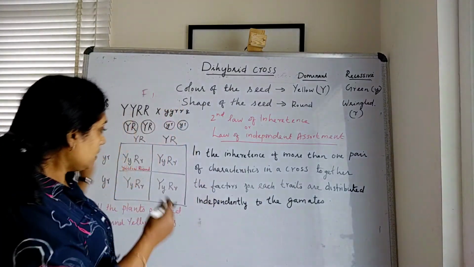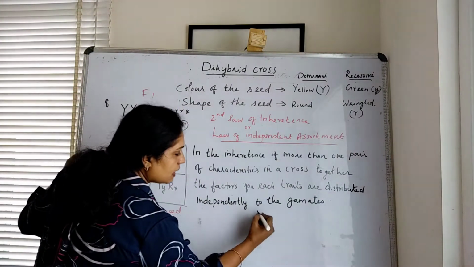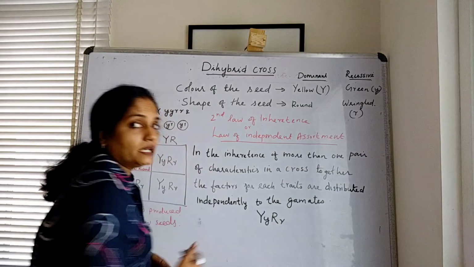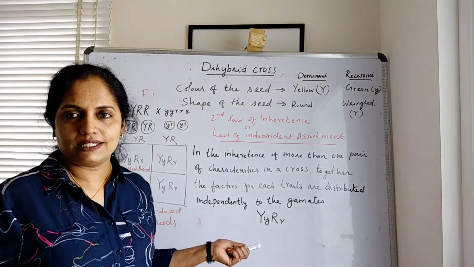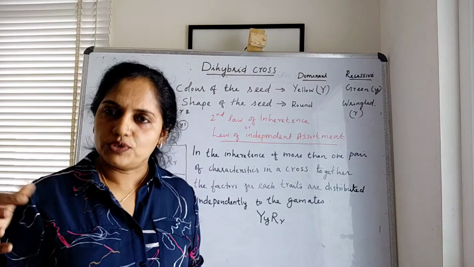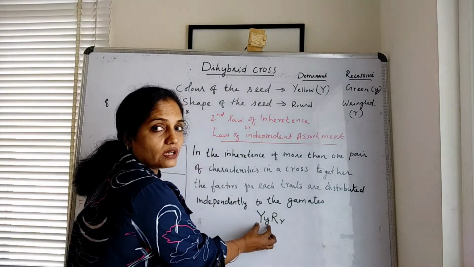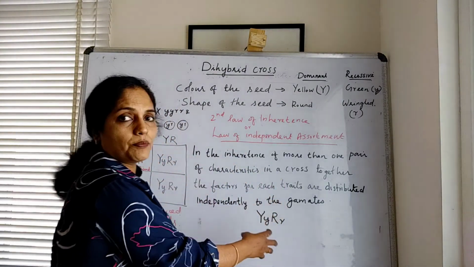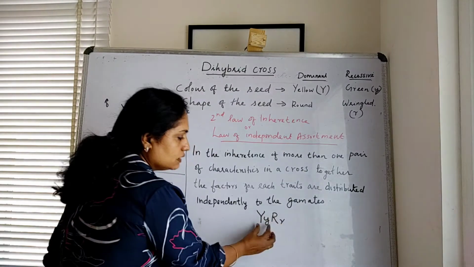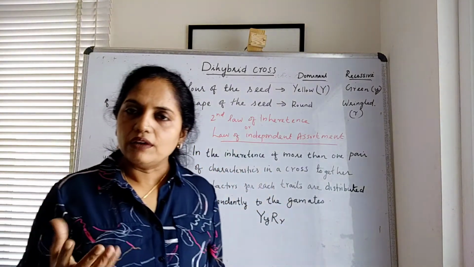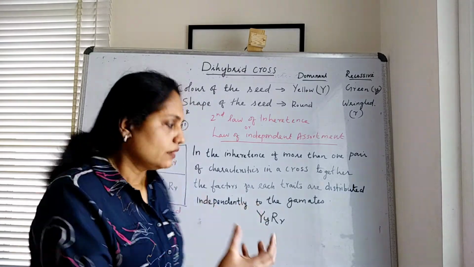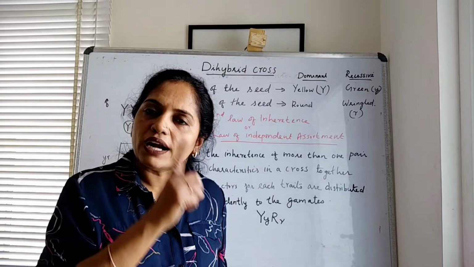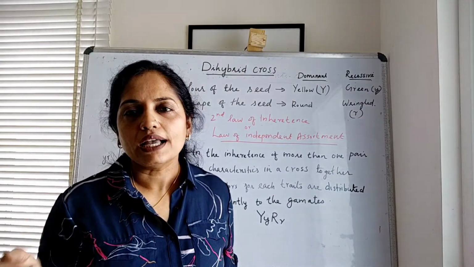That means here in the F1 generation, plants are capital Y small y, capital R small r. This hybrid plant is produced in the F1 generation. While these plants are producing gametes, the factor for color of the seed, that is capital Y and small y, and the factors for shape of the seed, that is capital R and small r, behave independently, and one of the variants moves to the gamete.